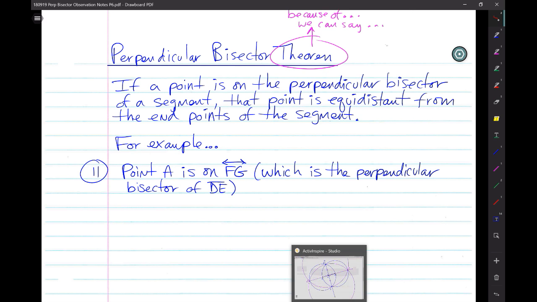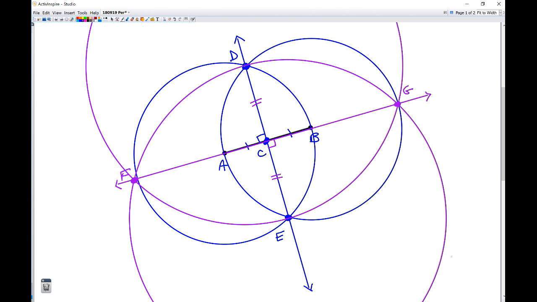I'm going to come back over to the picture here. Here's what we're saying. Any point that sits along this line FG, because FG is a perpendicular bisector of DE, is going to be the exact same distance from D as it is from E, the two endpoints of the line segment. Let's check and see if that's the case.